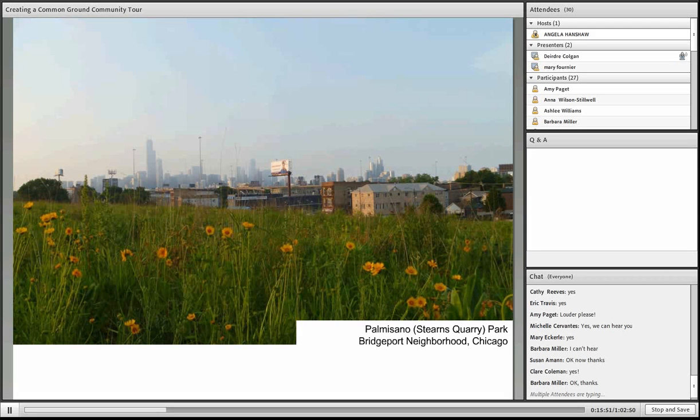Here's another kind of landscape site here in Chicago. There was a quarry right in the heart of the city in the Bridgeport neighborhood of Chicago called Stearns Quarry. And recently, within the last 3 years, it's been converted into a public park. And it's now part of the Chicago Park District, Palmisano Park, it's called. But you can stand on a hill, which, if you've ever been to Chicago, you know is rare, and take this great view of the city skyline.